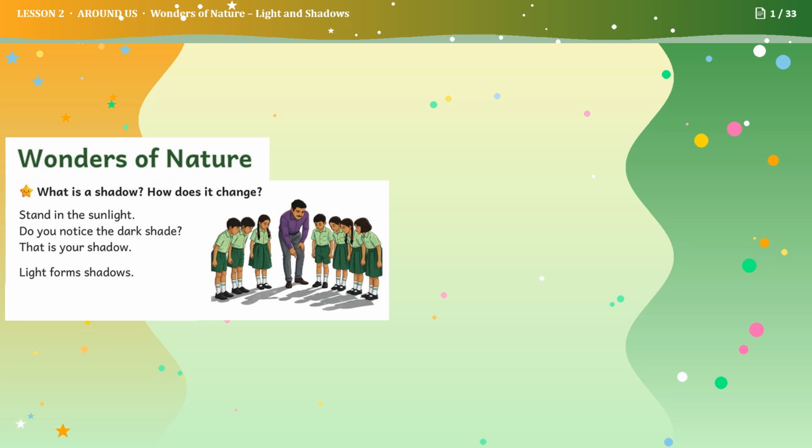So there's an activity given. Stand in the sunlight. Do you notice the dark shade? That is your shadow. So light forms shadow.